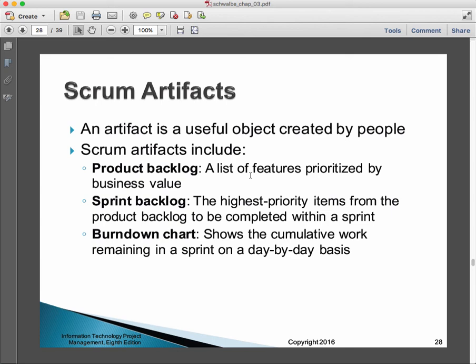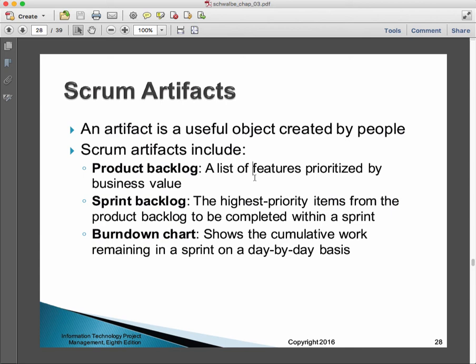So what's a product backlog? Well, this is a list of features, usually expressed as user stories, that are prioritized by business value. Okay? Now, who tells us how to prioritize them by business value, and who tells us what the features are?